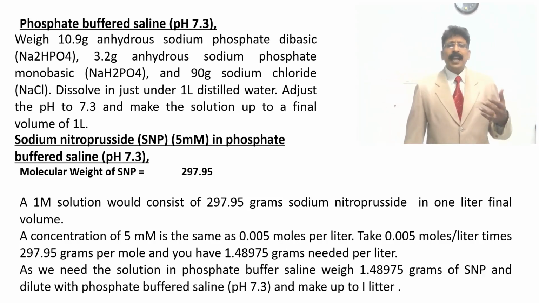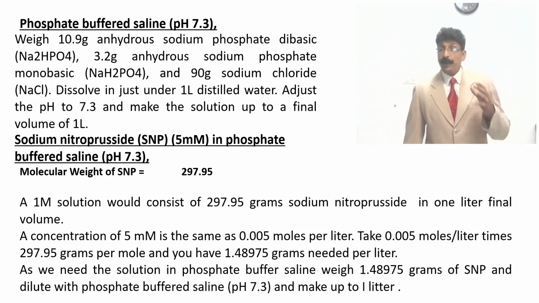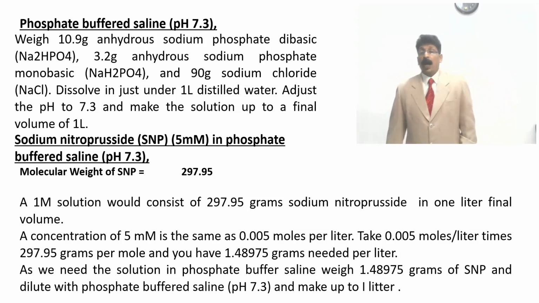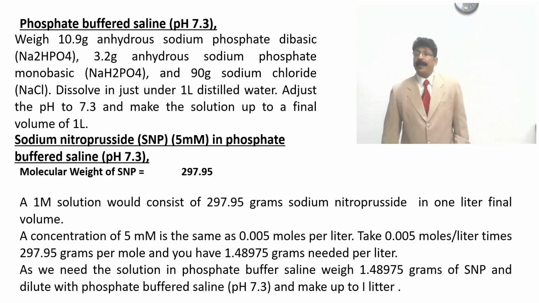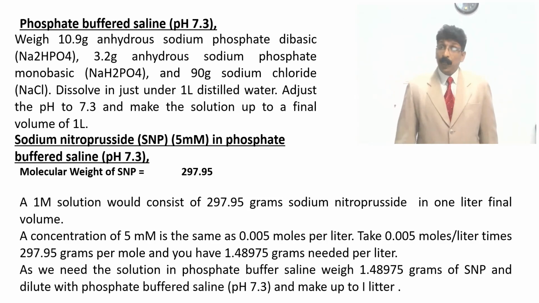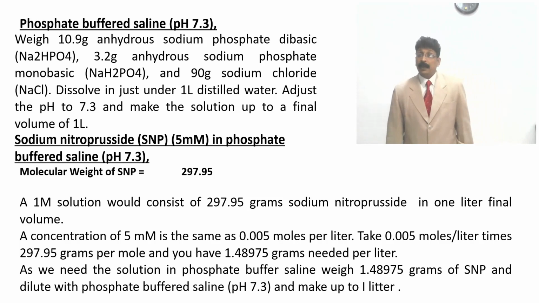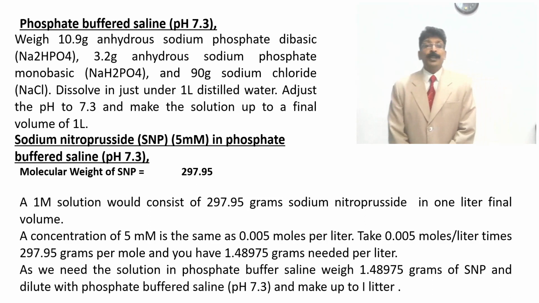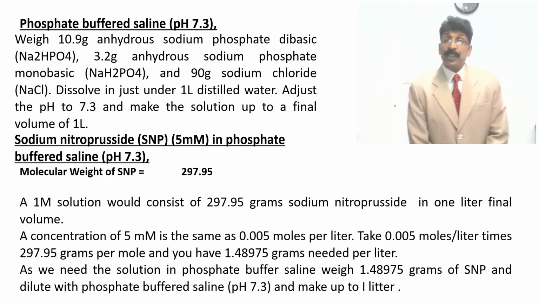As we need the solution in phosphate buffer saline, we have to use the phosphate buffer which you have prepared for dilution. Weigh 1.48975 grams of sodium nitroprusside, dilute with phosphate buffer saline pH 7.3 and make up the volume up to 1 liter, so that your solution is ready now. So this is what you have to prepare first for the experiment.